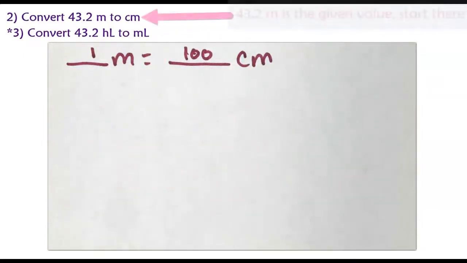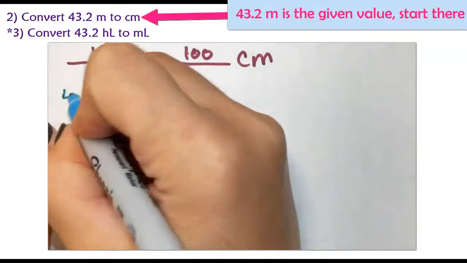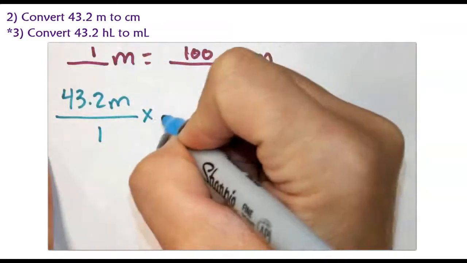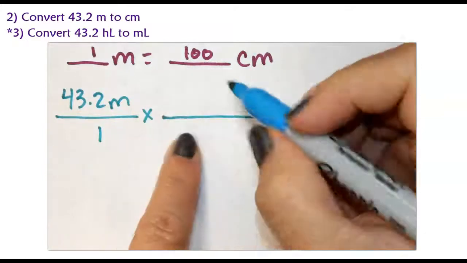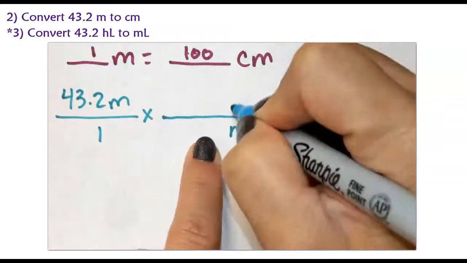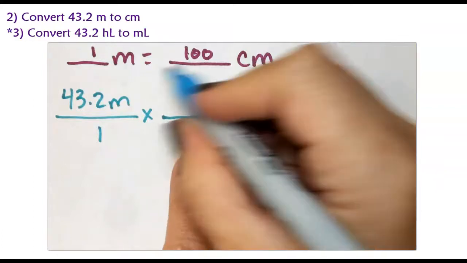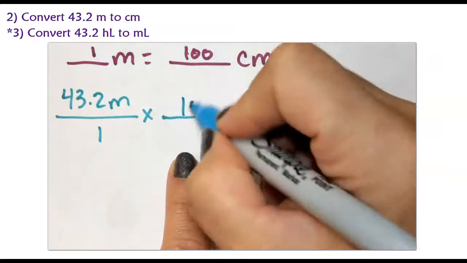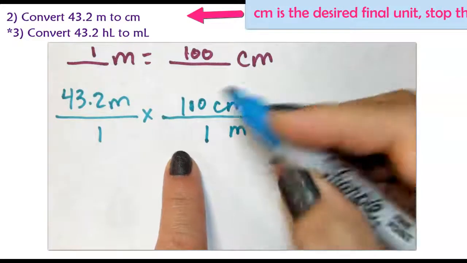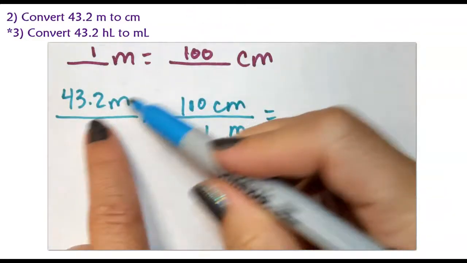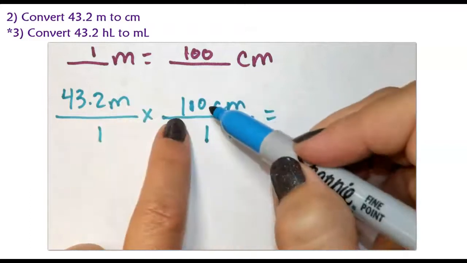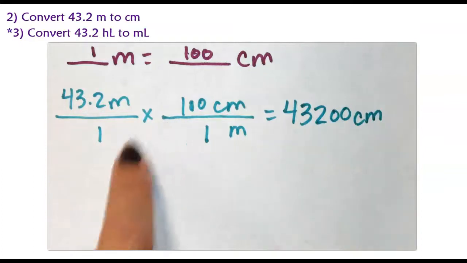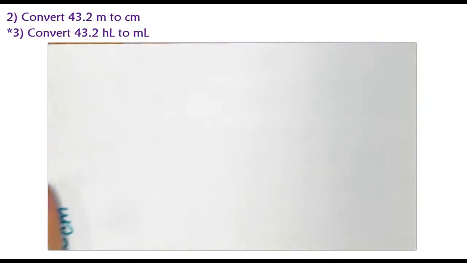Now let's do our dimensional analysis. We're going to put our given, which is 43.2 meters over 1 times, draw a line. I want meters to cancel, so I'm going to put meters down here. And then I want to convert it to centimeters, and because I have an equality, I can do that. So 1 meter equals 100 centimeters. And then when I multiply, because these are both at the top, we multiply. 43.2 times 100 gives us 43,200 centimeters.